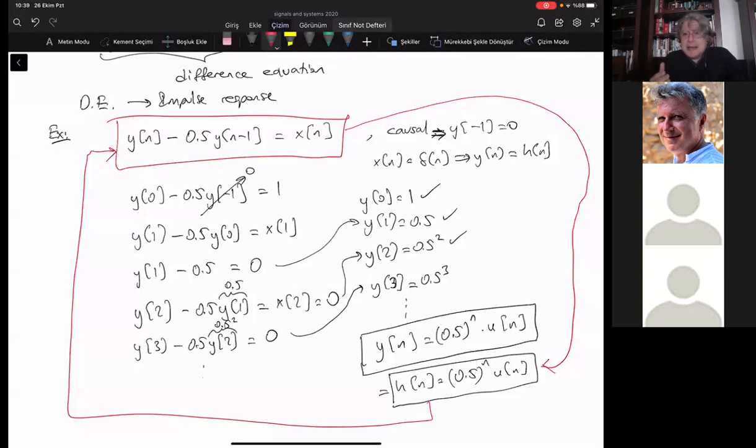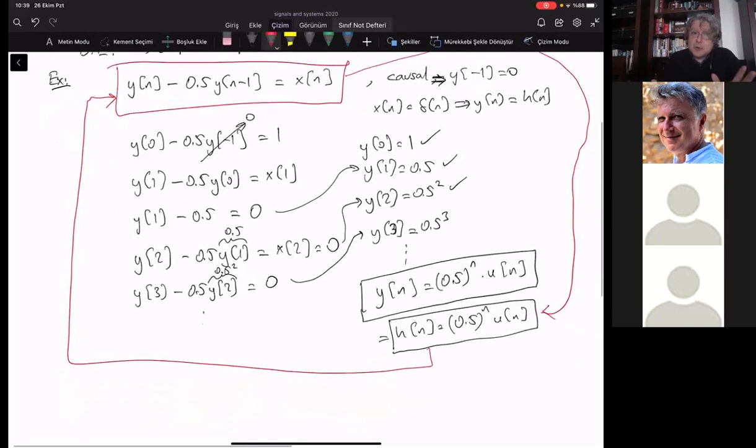Then the input is delayed. I think this is an exercise I'm giving to you. If I were the student, I would do this exercise. Y of n minus 0.5 y of n minus 1 is equal to x of n minus 1. What is the impulse response?